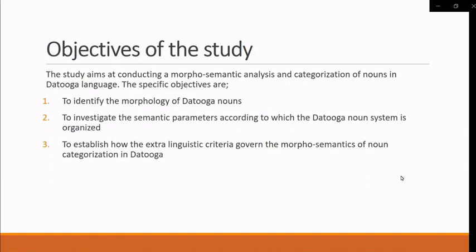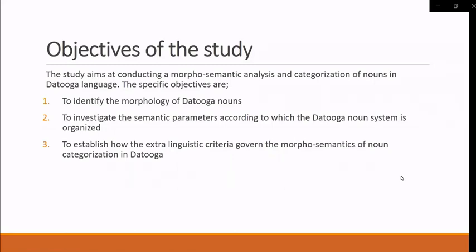The objective number one, in achieving this core activity of categorizing nouns in Datooga, is identifying the morphology of Datooga nouns. Number two is investigating the semantic parameters according to which the Datooga noun system is organized. And number three, establishing how the extra-linguistic criteria govern the morpho-semantics of noun categorization in Datooga. This study is guided by the cognitive linguistic theory.